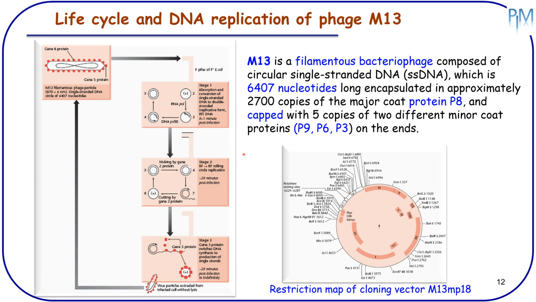As far as the life cycle is concerned, first, they undergo a conversion of single-stranded DNA to double-stranded DNA. In stage 2, they undergo rolling circle replication, and in stage 3, the coat protein switches the double-stranded DNA into single-stranded DNA. Then the virus particles are excreted from the infected cell without lysis.